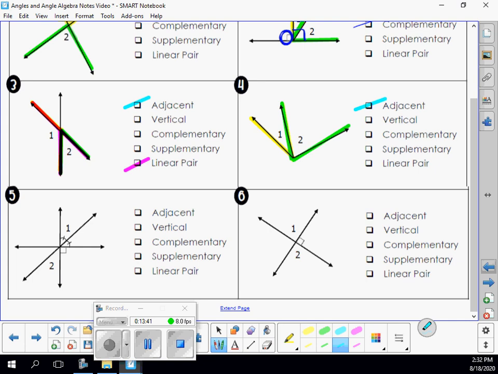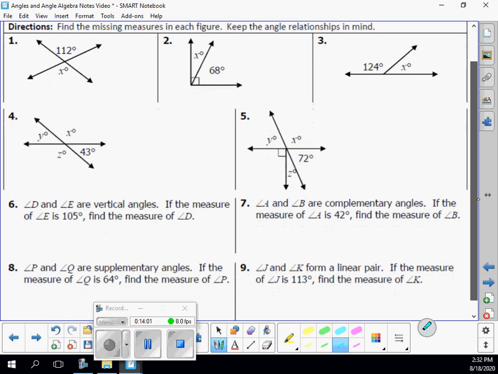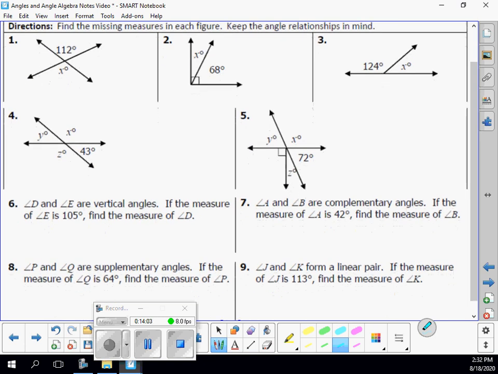Number 5. Now, number 5 and 6 are tricky, so I would like to save those till the class meeting. But what I would like you to do is turn to page 10 and complete 1 through 9 as your homework. So make sure that you do that and bring any questions you may have to your class meeting tomorrow.